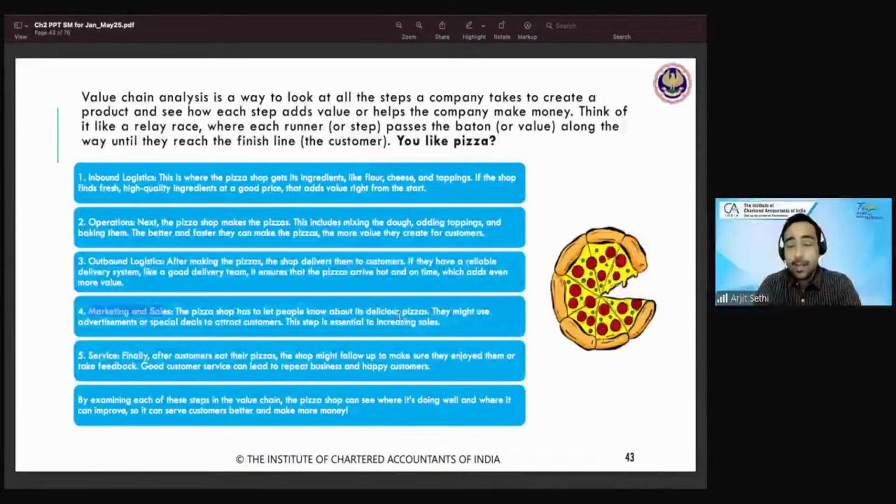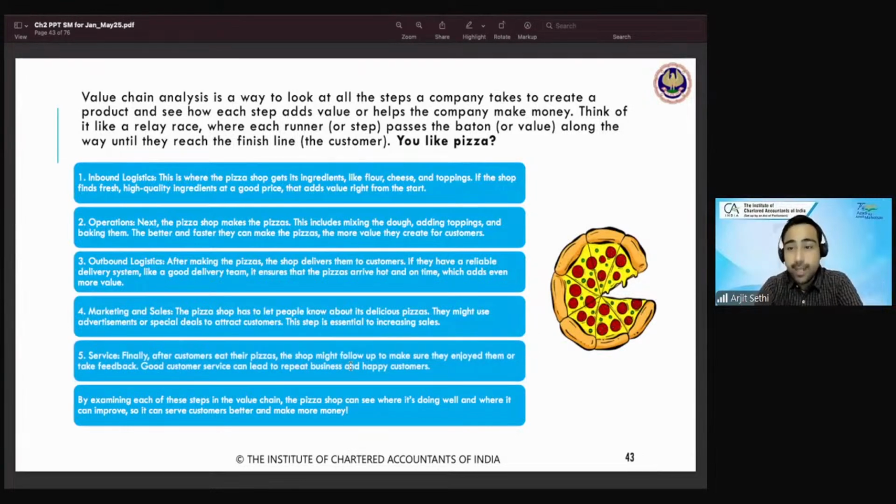That's marketing and sales. Finally is service. After the customers eat the pizza, the shop might follow up to make sure they enjoyed it and take feedback. Now, good customer service can lead to repeat business and happy customers.